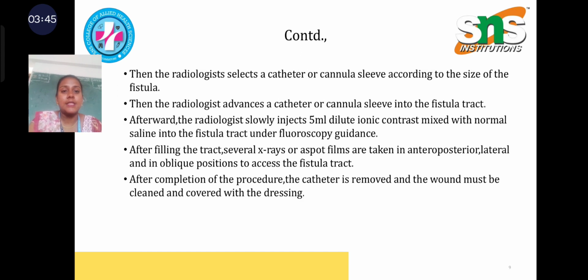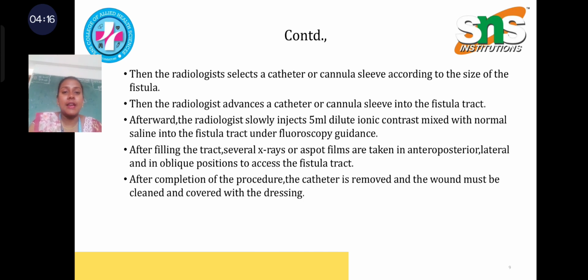Then the radiologist selects a catheter or cannula sleeve according to the size of the fistula. Then the radiologist advances the catheter or cannula sleeve into the fistula tract. Afterward, the radiologist slowly injects 5 ml of diluted ionic contrast media mixed with normal saline into the fistula tract under fluoroscopic guidance.